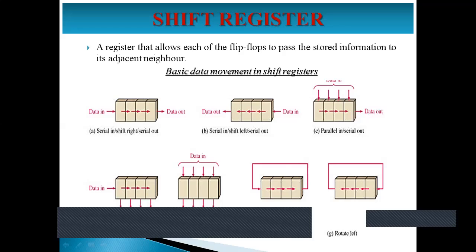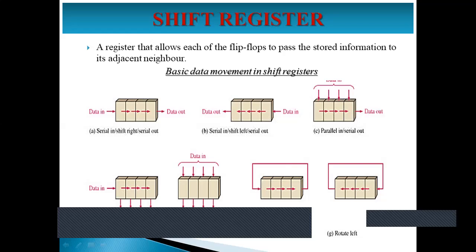Next is B. Okay. The register moves bit by bit from right to left, which is called a serial in, shift left, serial out register. You can see your data is given from your right side, and it is moving one by one to your left side. So this is called shift left. Your shift is happening towards your left side. That is why it is called shift left.